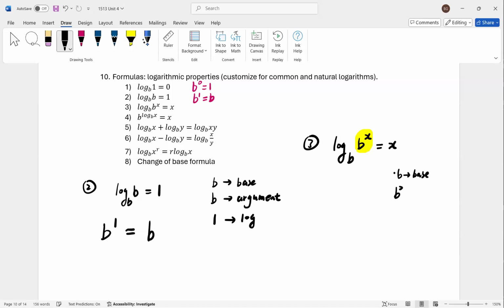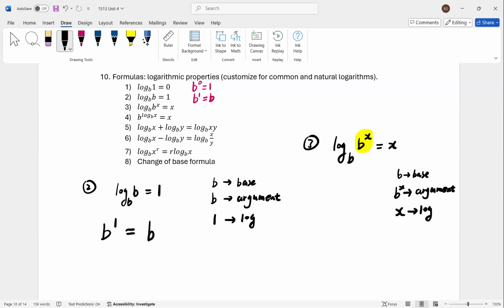Argument, the yellow is the argument, okay? The whole thing, b to the power of x, the yellow part is the argument. You do not separate them. This is one whole thing. And the log is x. X is the log. Same idea.